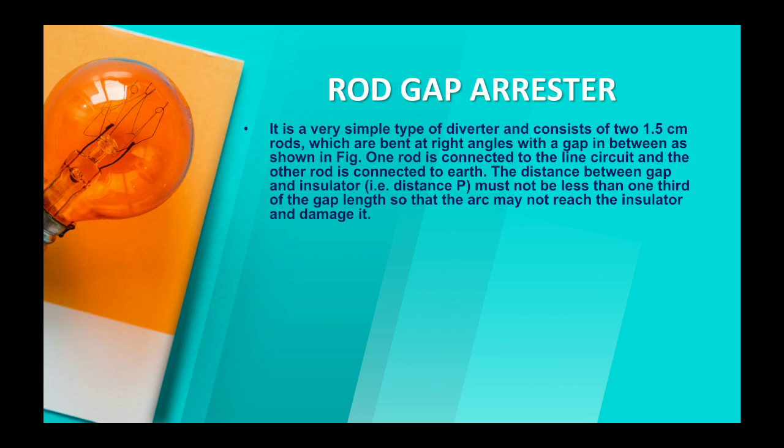The distance between the gap and the insulator, denoted by P, must not be less than 1/3 of the gap length so that the arc may not reach the insulator and damage it. So the distance P is not less than 1/3 of the gap length. If it occurs, then the arc or the spark between the gap damages the insulation resistance of the insulator.